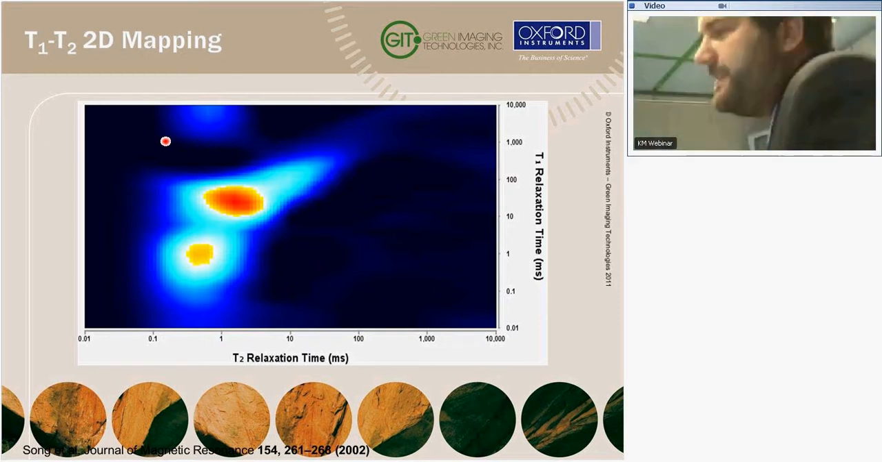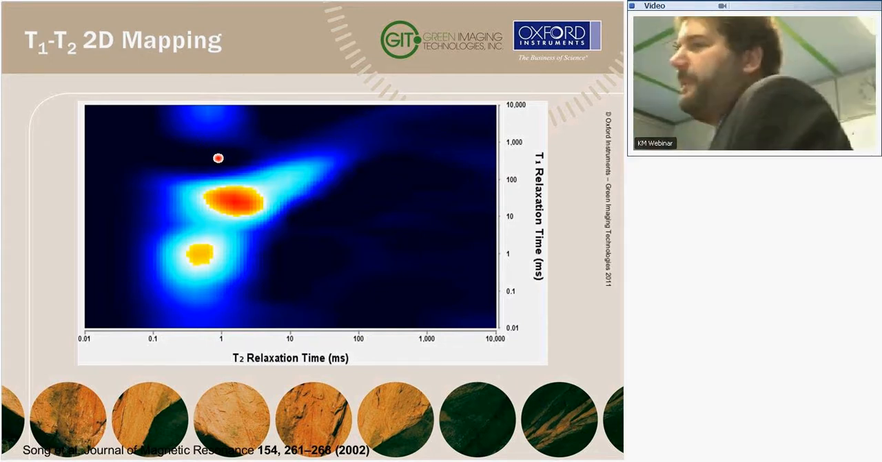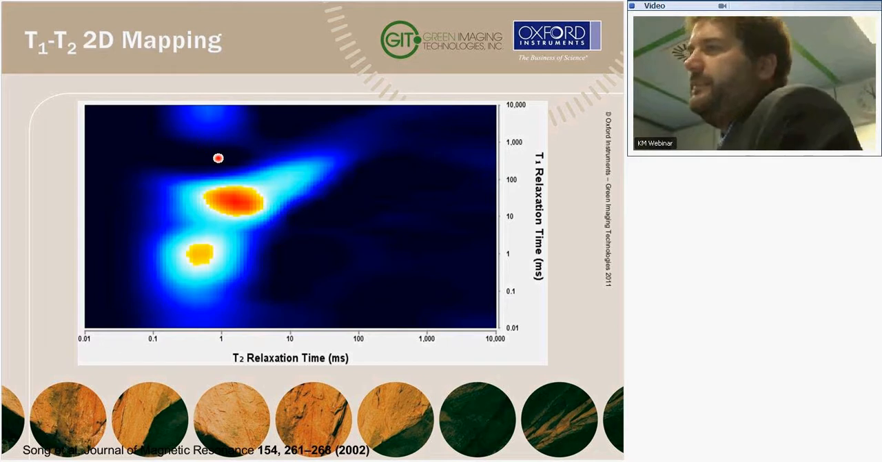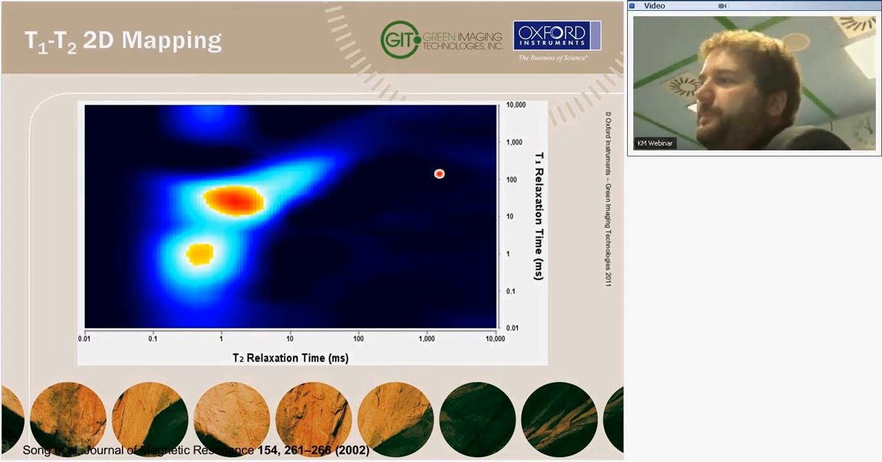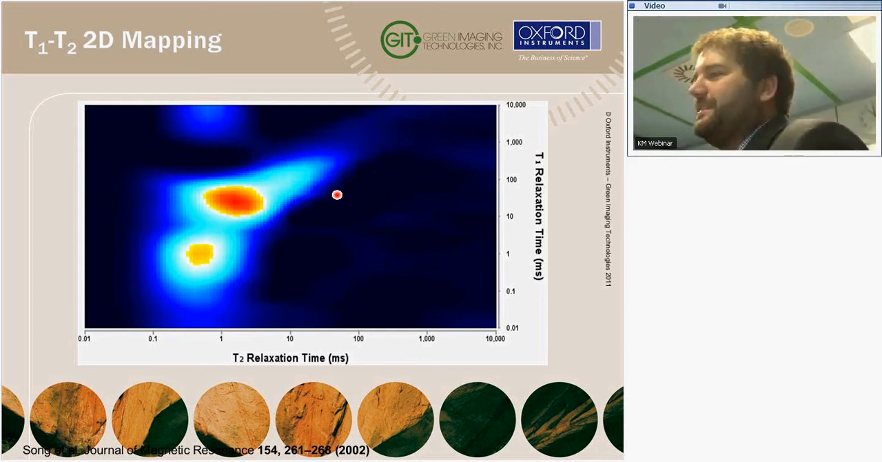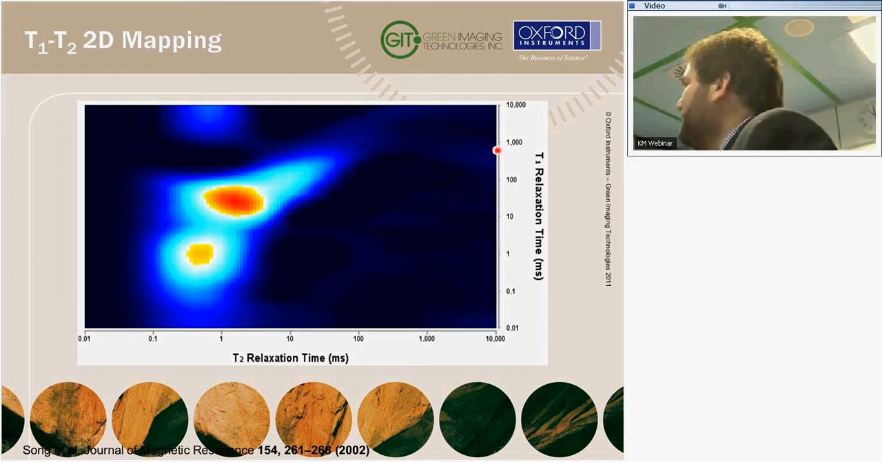Yeah. In this example, I haven't done that. T1 and T2 will be different for gas as well. So if we had gas in the system, the signal would show up here. That's the question, because in your logging tools, that's what you see.